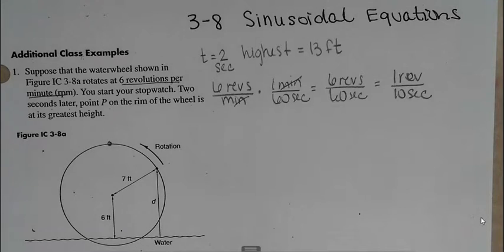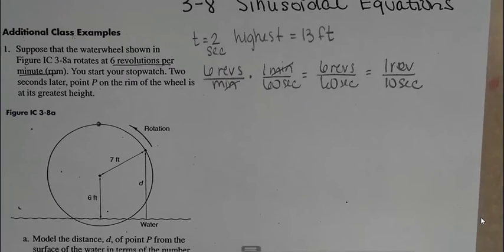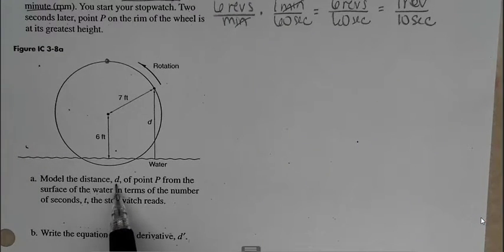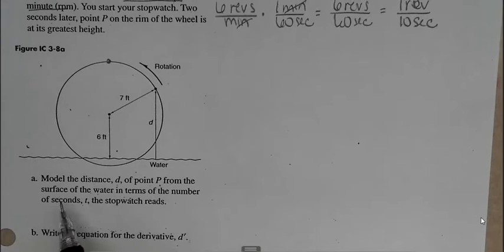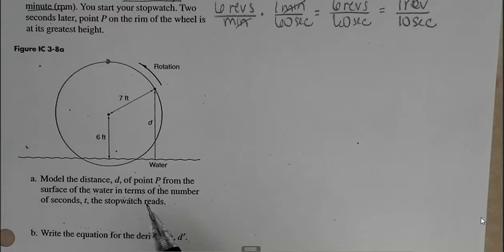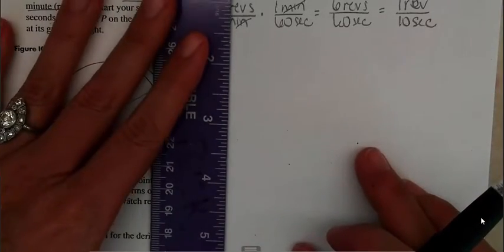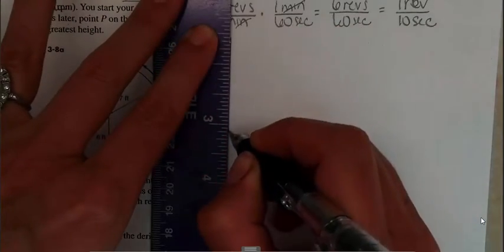Okay? All right, so I think that the best thing that I can do here is to get an understanding of what's happening here mathematically, and that might be to actually draw this out. So they want us to model the distance d of a point P from the surface of the water in terms of the number of seconds t the stopwatch reads. So that's telling me that my input here is seconds, and my distance from the surface of the water is my output. So I'm actually going to draw myself a little graph here, because before I can come up with a model for this, I need to visually see what's happening.